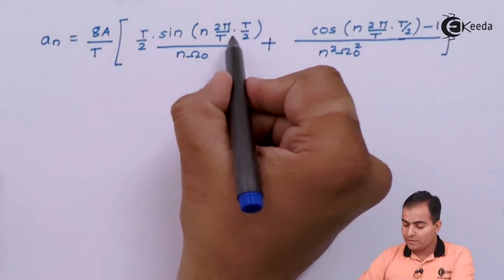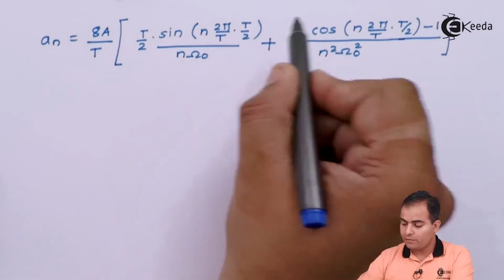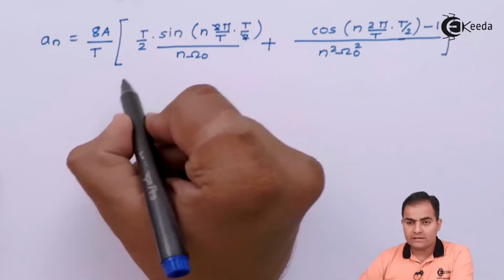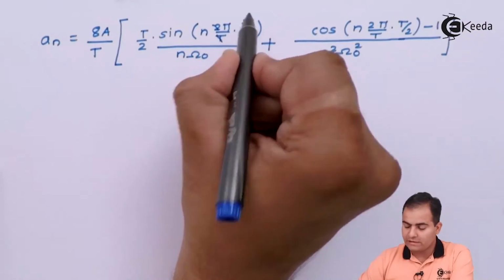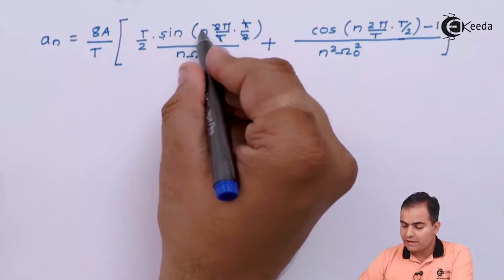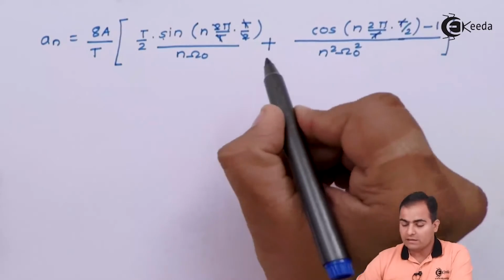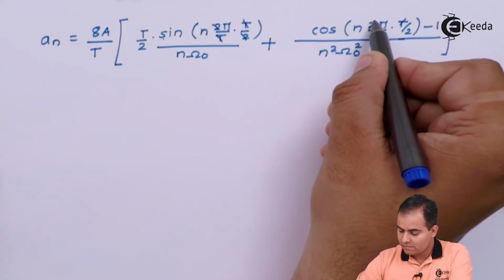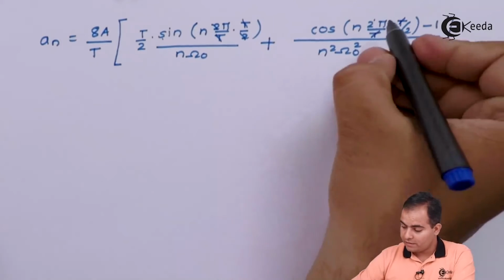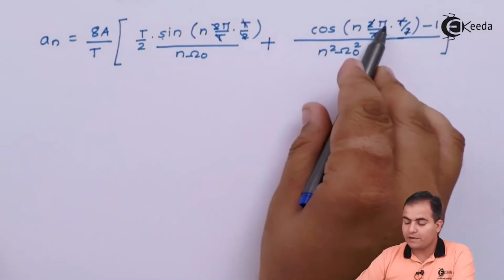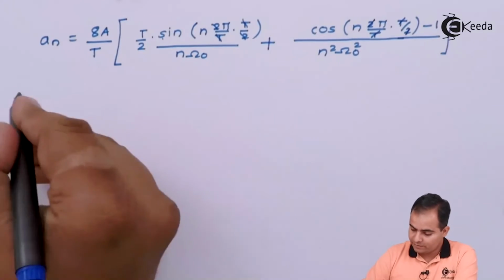Now I have replaced my omega naught values by T by 2. Here also we have replaced by T by 2. Now 2 gets cancelled, as well as T will also get cancelled. So what is remaining? Sine n pi in this first part. Now here also T will get cancelled, and my 2 also will get cancelled. So we will have only cos of n pi in the second bracket.